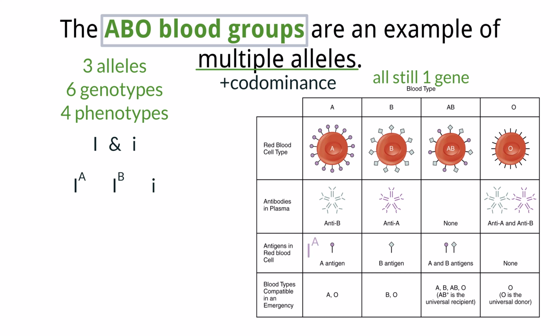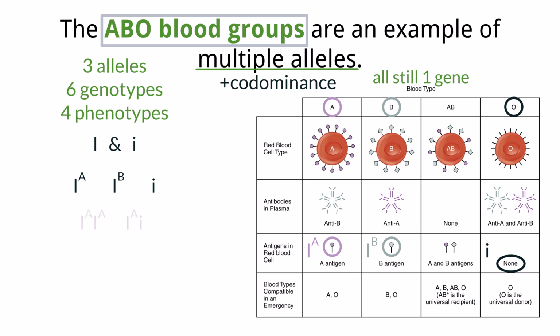We use the letter I, uppercase and lowercase, to represent the multiple alleles, and we attach superscripts to distinguish between them: uppercase I superscript A, uppercase I superscript B, and lowercase i. Uppercase I superscript A is used to represent the allele that produces a protein called type A antigen, which gives the person type A blood. Uppercase I superscript B is used to represent the allele that produces a protein called type B antigen, which gives the person type B blood. And lowercase i is the recessive allele that produces neither A nor B antigen, giving the person type O blood.